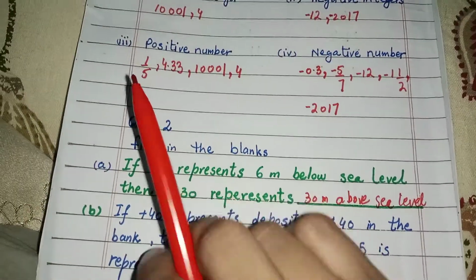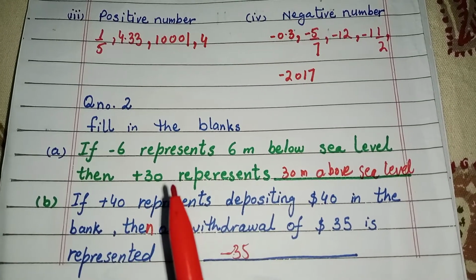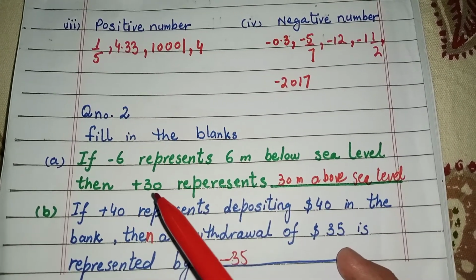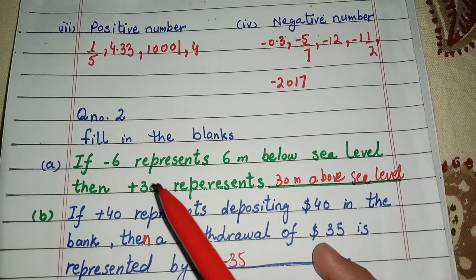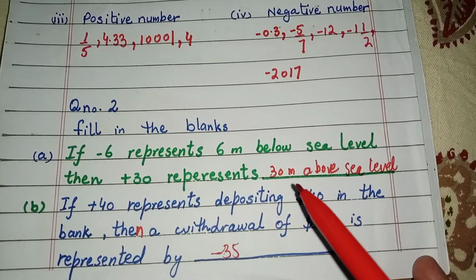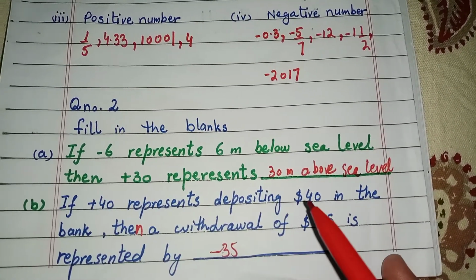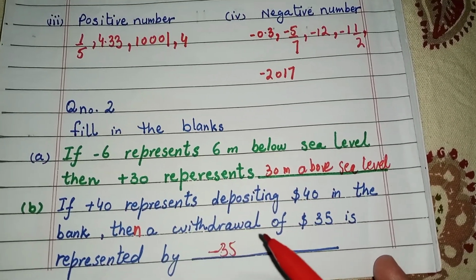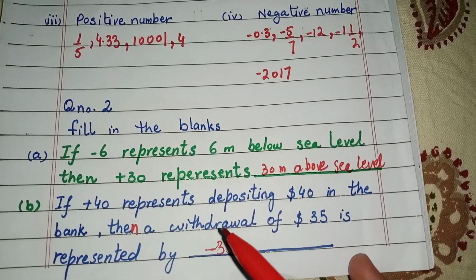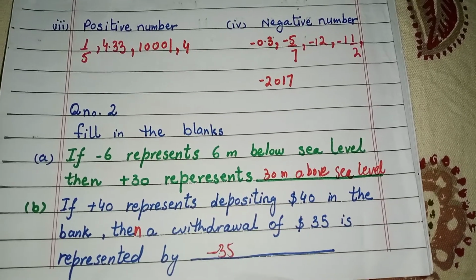Question number 2. If minus 6 represents 6 meters below sea level, then plus 30 represents, dear student, minus and plus are opposite numbers. If minus represents below sea level, then plus 30 represents 30 meters above sea level. Similarly, plus 40 represents depositing of $40 in the bank, then a withdrawal of $35. Depositing and withdrawal are opposite actions, so $35 withdrawal is represented by minus 35.